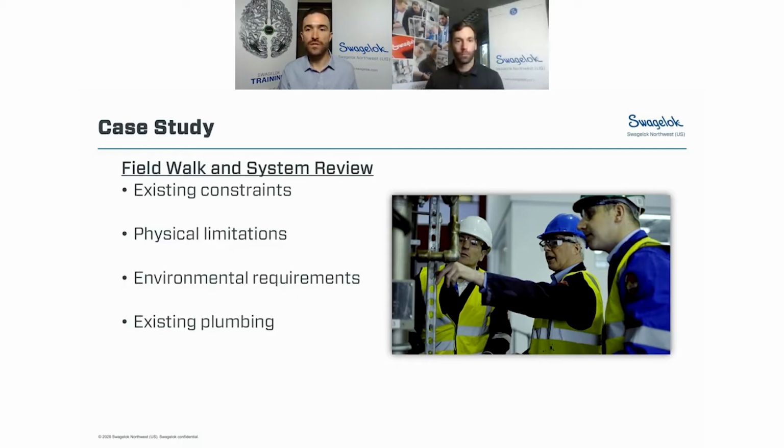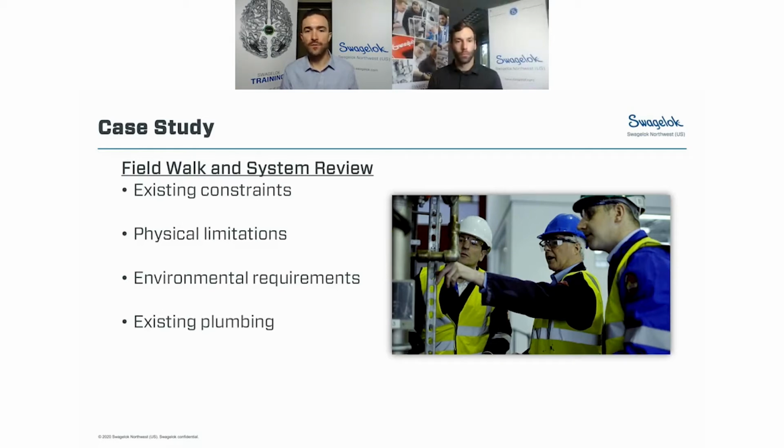So in this case, we're looking at a hazardous area classification. We did have some physical size constraints. Where are we fitting this in to the existing piping structure? So we want to kind of scope all of that out and get an idea of what this system needs to look like and what's limiting us.